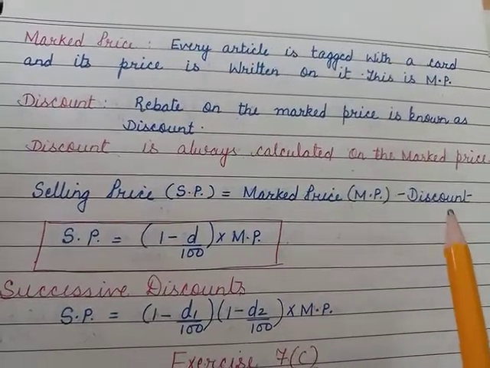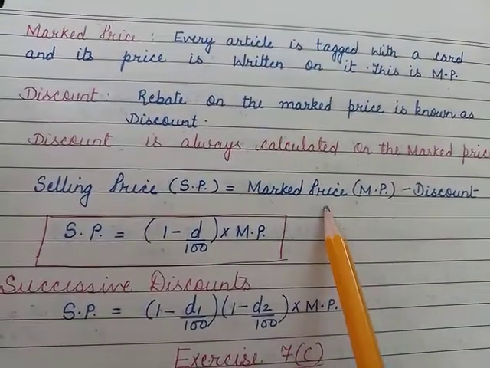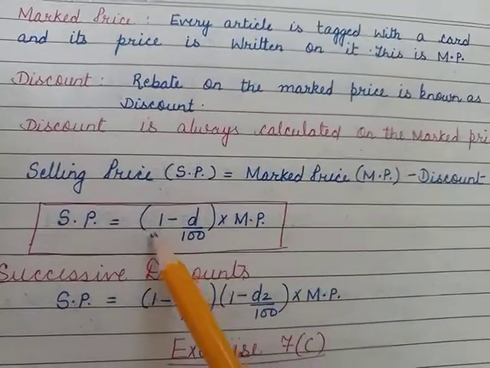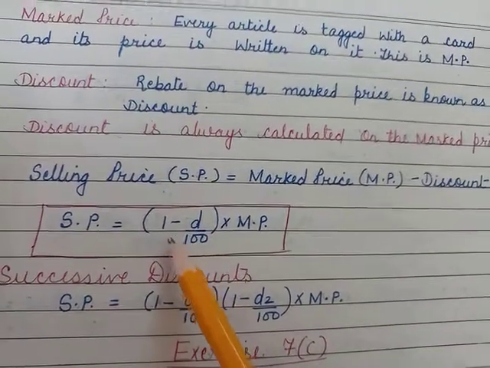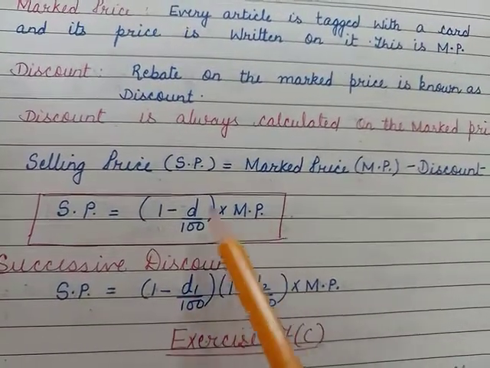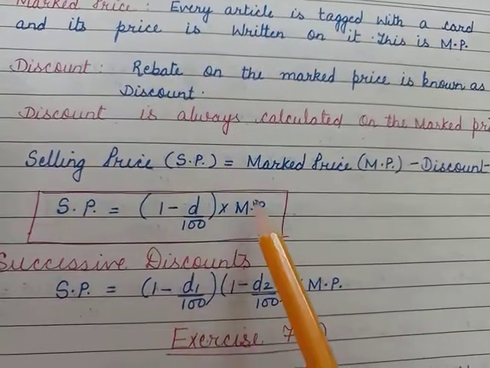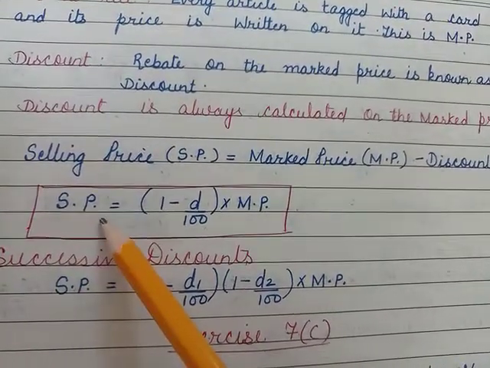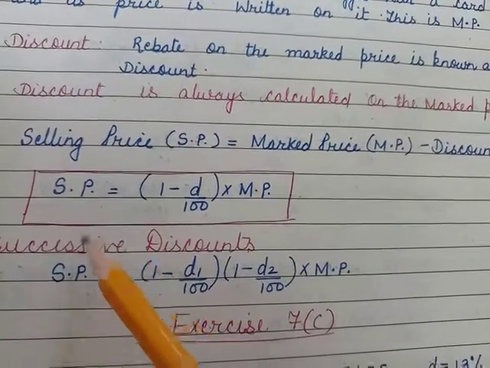See, when discount and the mark price are given, we are going to use the formula mark price minus discount. But when discount percent is given, we are going to use the formula (1 minus D upon 100) into MP, where D represents discount, MP represents mark price, and SP represents selling price or the sale price.